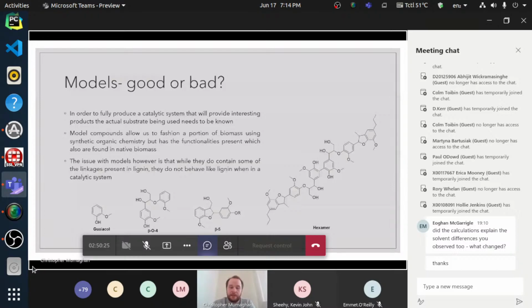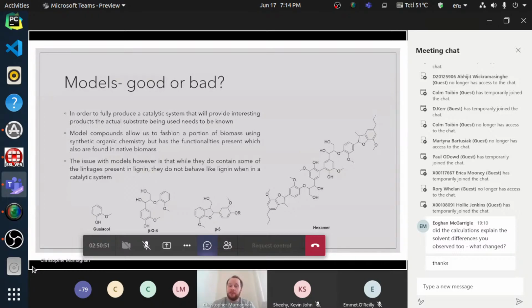If we increase the complexity a bit more, we go to this beta-5 model here. You have this benzofuran functionality, and then this aryl linkage here. This is probably the second most common linkage found within lignin, and it is not widely reported within the literature to be broken down using any catalytic techniques. I'm going to talk in a few minutes about the paper we recently had published breaking this model down. But yeah, not widely used.